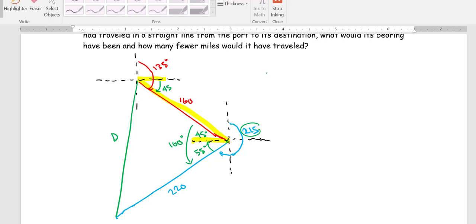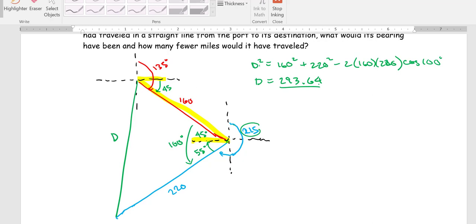I'm going to plug it into the law of cosine again. D squared equals 160 squared plus 220 squared minus 2 times 160 times 220 times the cosine of 100. D is going to end up being 293.64. You're supposed to determine how many fewer miles. This would be the direct distance versus 160 plus 220. I think the fewer miles ends up being 86.36 miles.